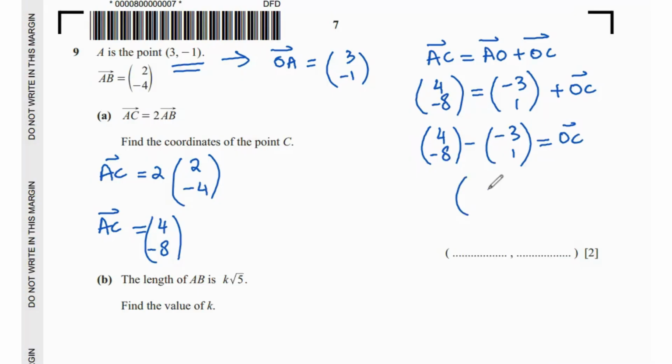4 minus -3 is 7. -8 minus 1 is -9. So coordinates of the point C are going to be 7 and -9. If it's a position vector, that's basically the coordinates of the point. So OC is coordinates of point C, 7, -9.